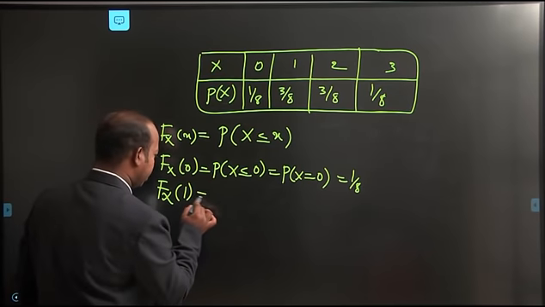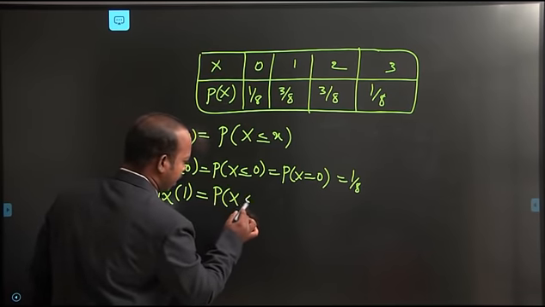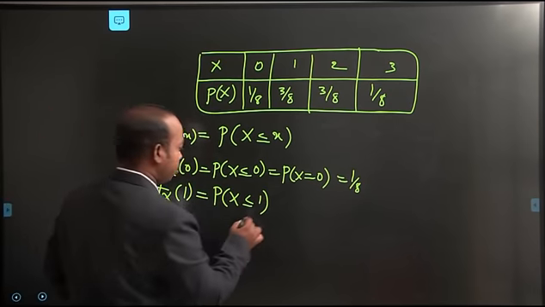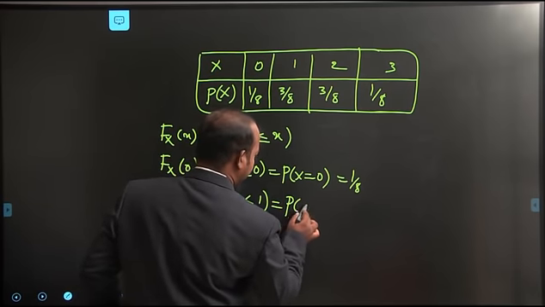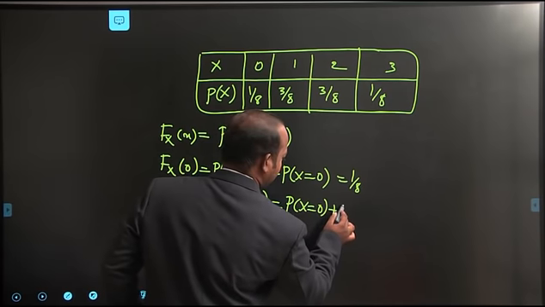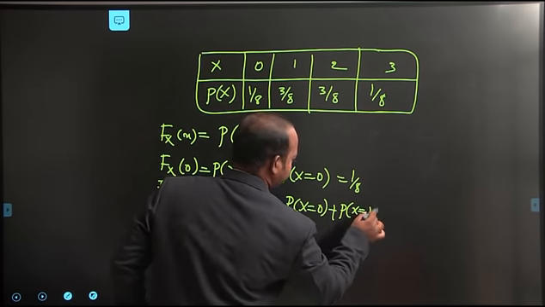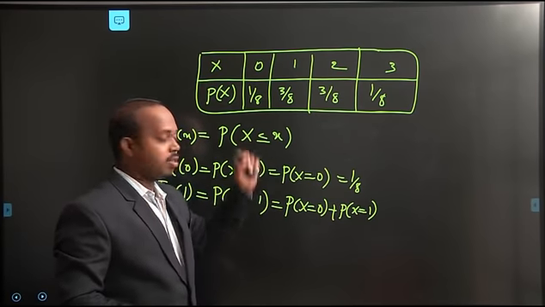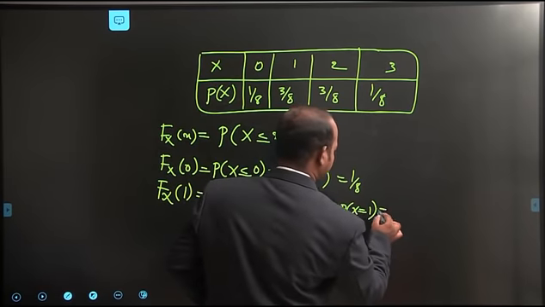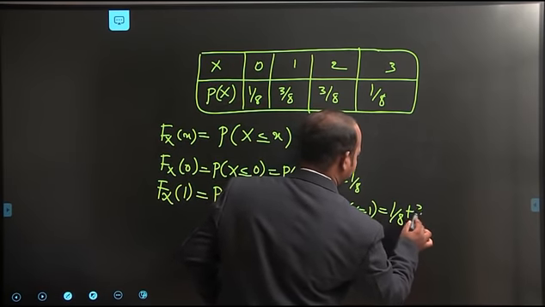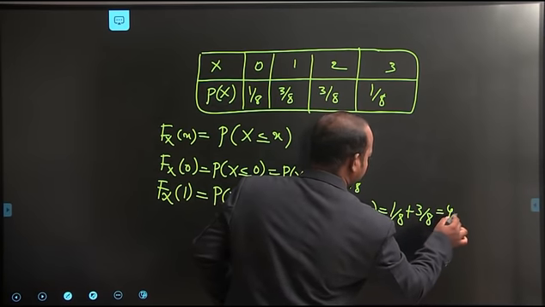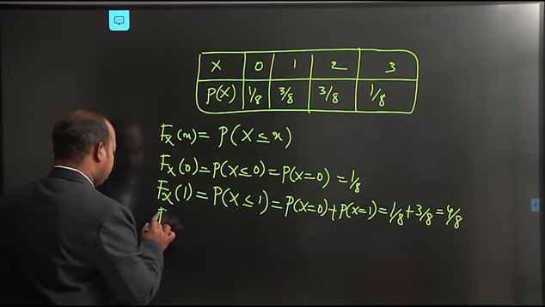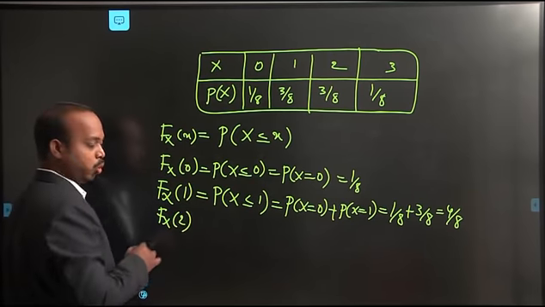Now we can take the distribution function at value 1. In terms of probability, the probability of capital X less than or equal to 1. Here, equal to 1 and less than 1, those two values give the probability at x equal to 0 plus the probability at x equal to 1. At x equal to 0 the quantity is 1 by 8, and at x equal to 1 the quantity is 3 by 8. So 1 by 8 plus 3 by 8, the total is 4 by 8.